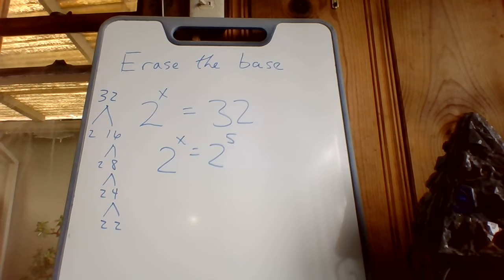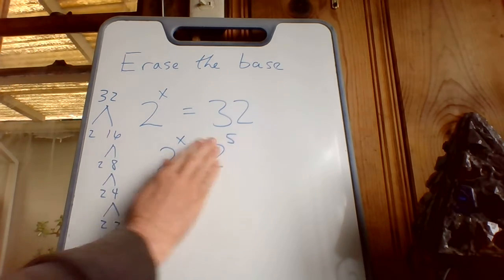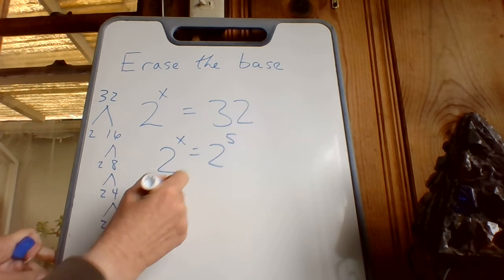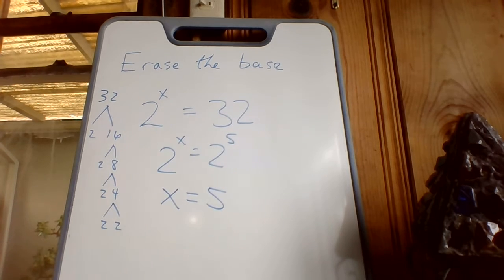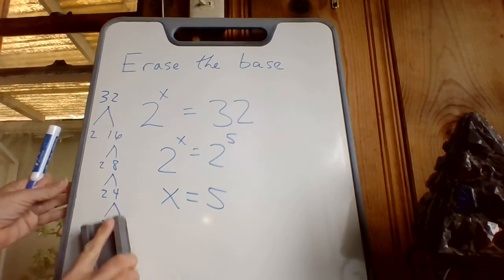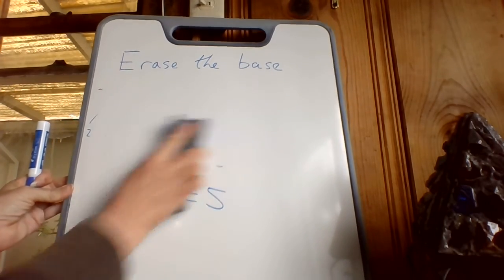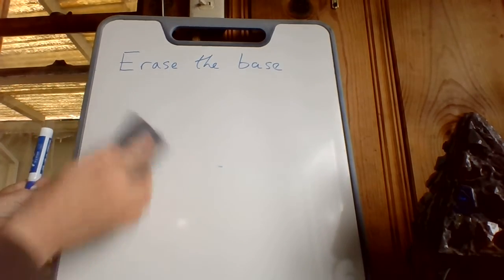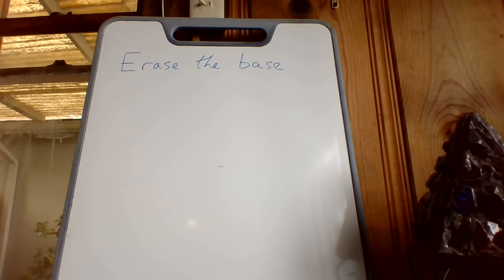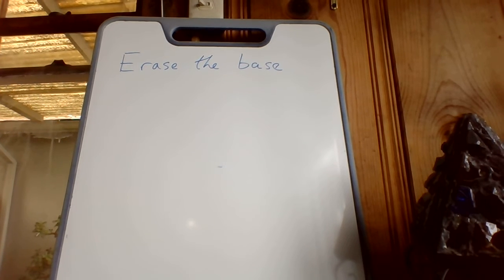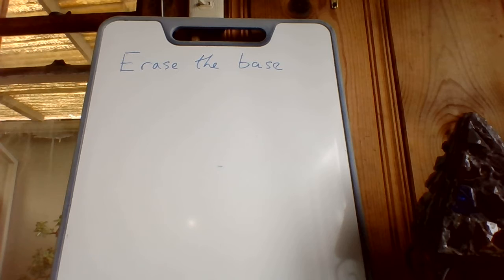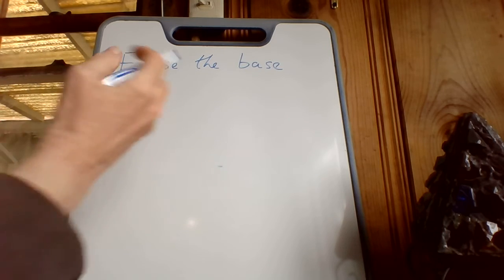Okay, and now why I'm calling this erase the base is because if I want to solve this, I mean, I can kind of look at it and tell, but I could just erase the bases off here. If I erase that 2 and erase that 2, now it just says x equals 5, and I have the answer. So that's how to do that. All of these problems that I'm going over are written in the notes part of it. You don't have to hand me the notes, just the homework page.